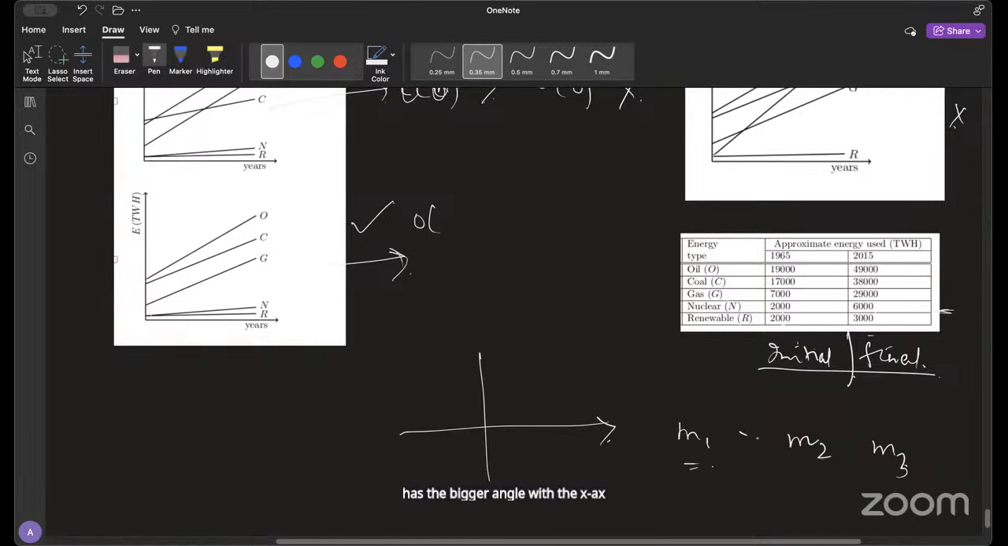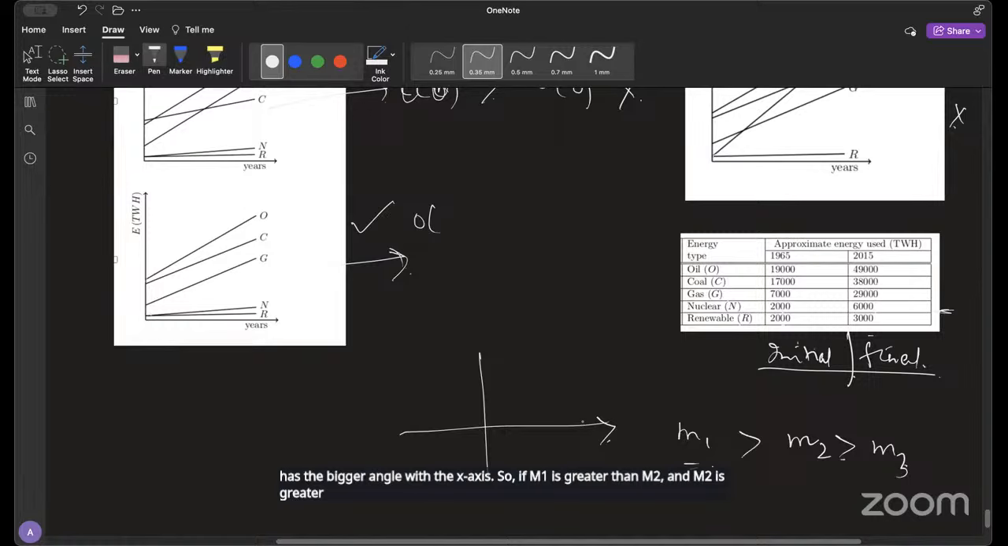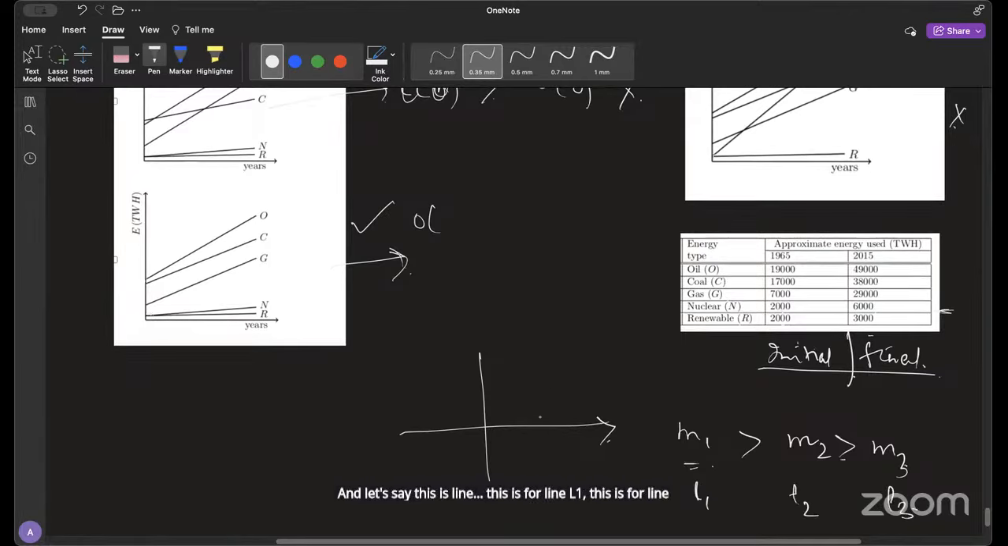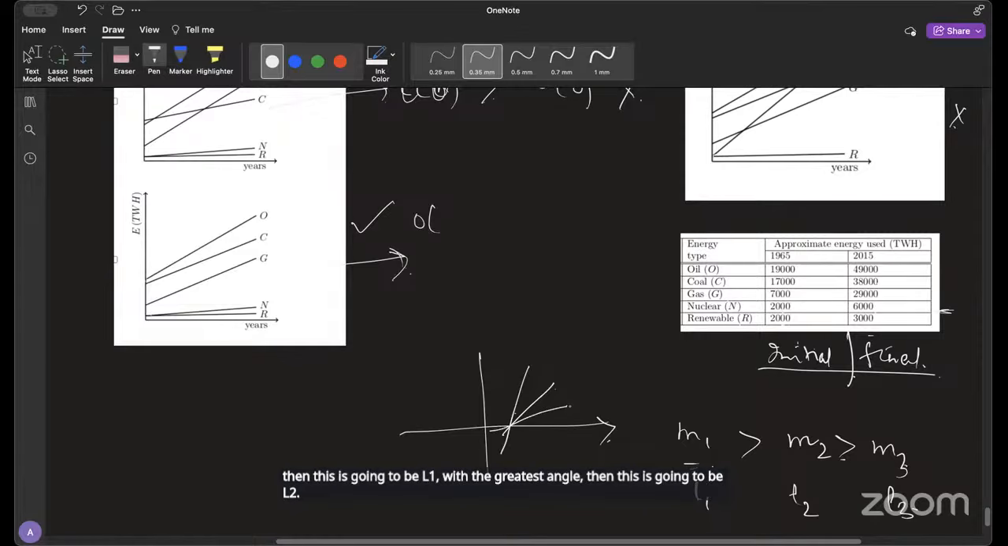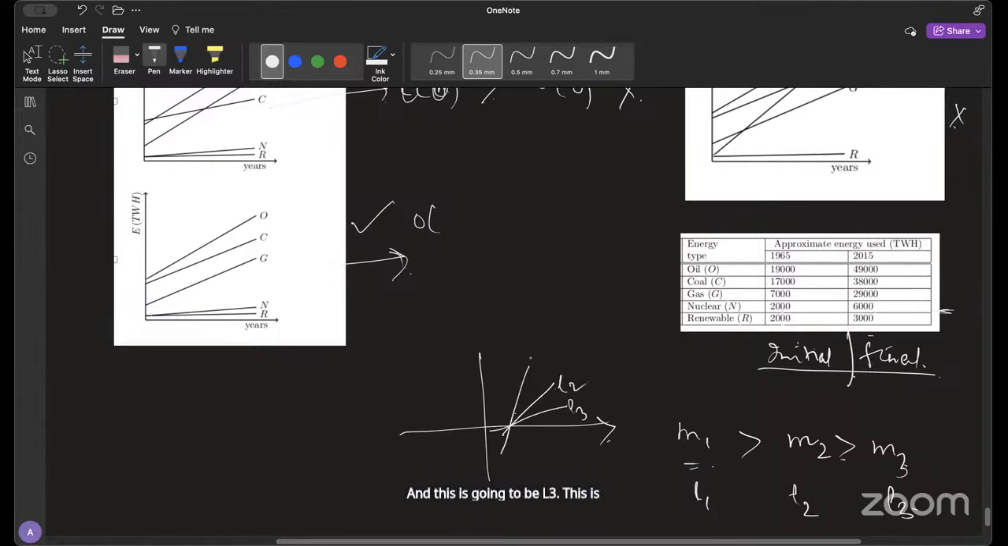So if M1 is greater than M2 and M2 is greater than M3, and let's say this is for line L1, this is for line L2, this is for line L3, then L1 will have the greatest angle, then L2, and this is L3, this is L2, this is L1.